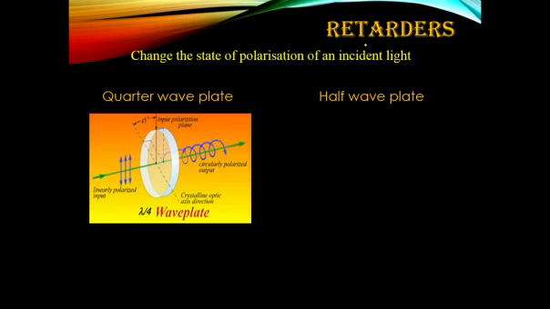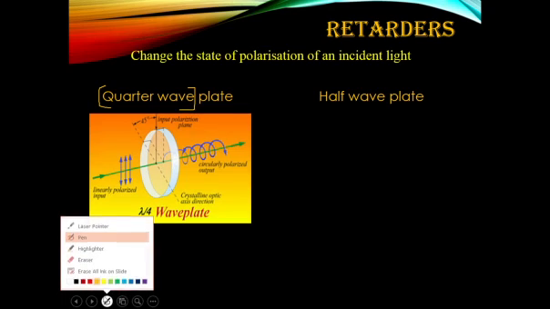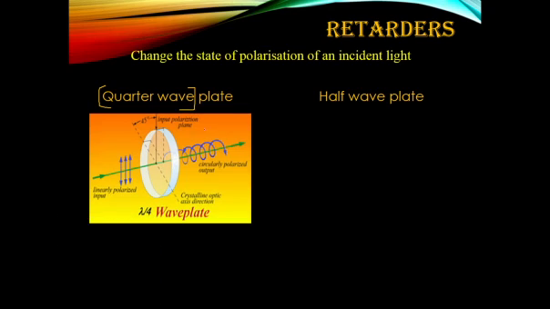So let us see the quarter wave plate. From the name itself, there will be a path difference of a quarter wave. Okay, so what is a quarter of a wave? A quarter of a wave is given by lambda by 4. So after traversing through such a material, the plane polarized light would have a path difference of lambda by 4 as they emerge out. Okay, so what will happen if there is a path difference of lambda by 4?